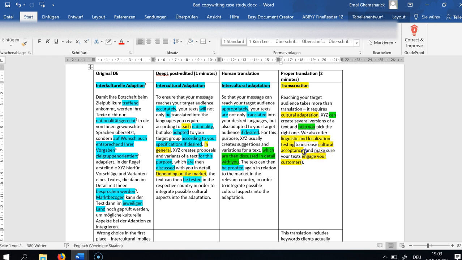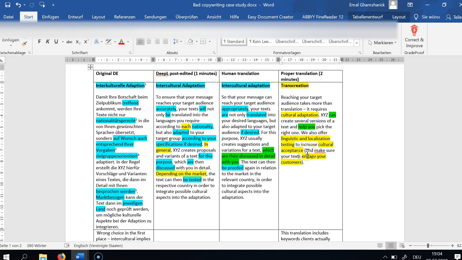And then the last subclause, I put it into how do you call them? I put them into brackets because this is kind of a redundant. This is also a redundant statement. Kann der Text im jeweiligen Land noch geprüft werden, um mögliche kulturelle Aspekte bei der Adaption zu integrieren? And they translated that depending on the text, the market, the text can then be tested in the respective country in order to integrate possible cultural aspects into the adaptation. I kind of rewrote that whole thing.